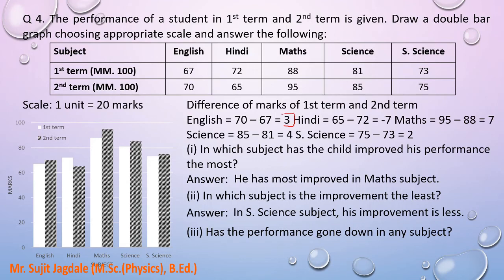So the first difference is positive, so ignore it. The second difference is minus, so it will be considered, because minus means it goes down. Then the next ones are 7, then 4 and 2. These remaining are positive, which means there is improvement. So all four are gone, and only one remains, Hindi. So obviously our answer is Hindi.